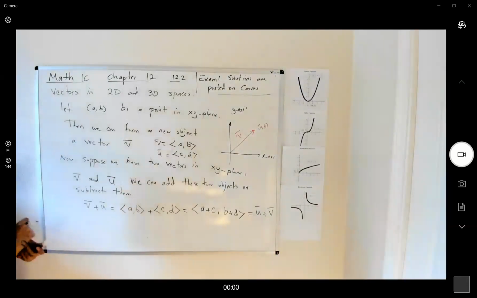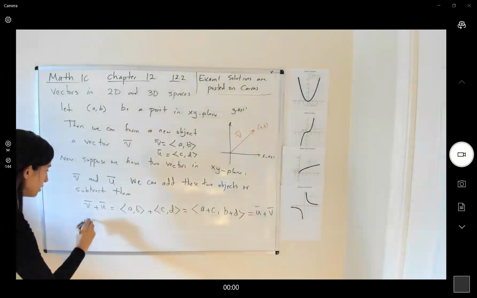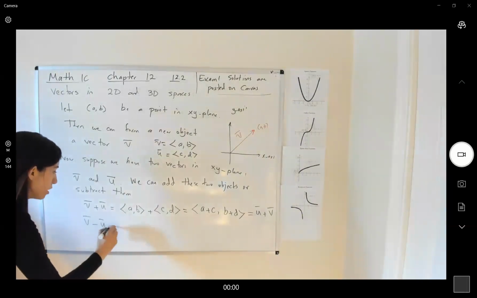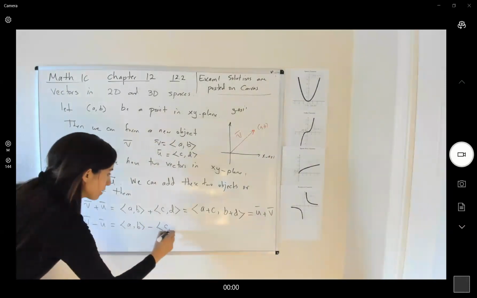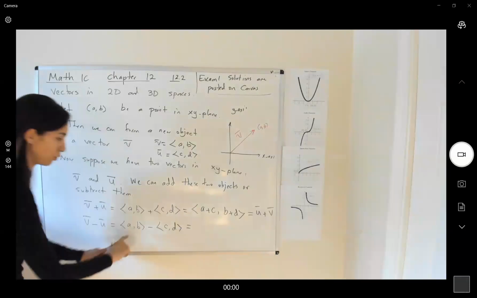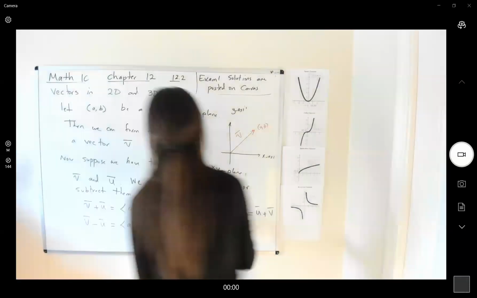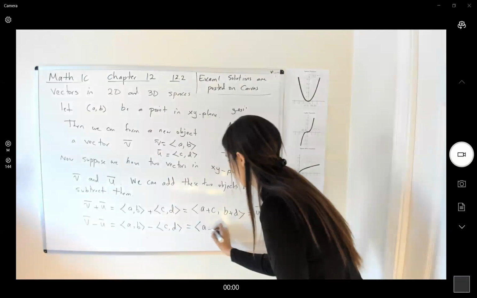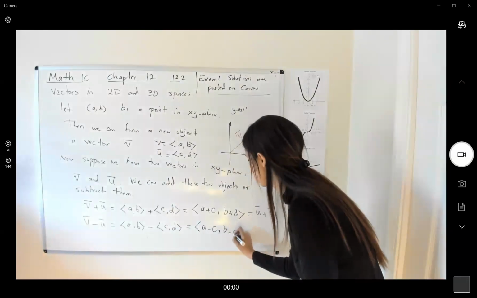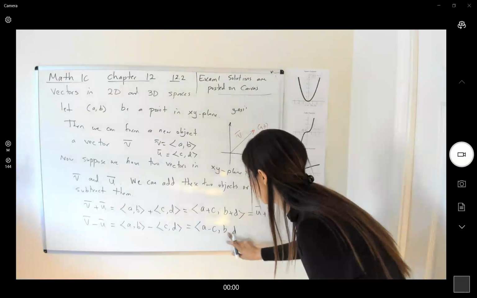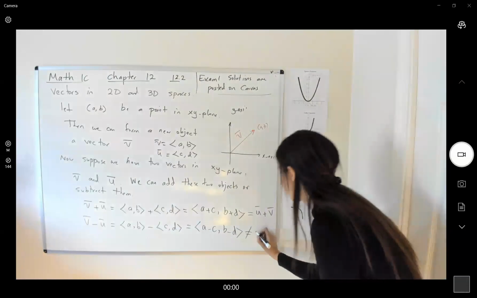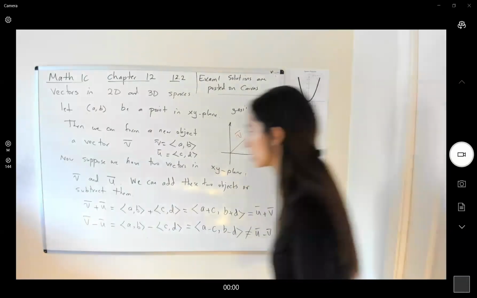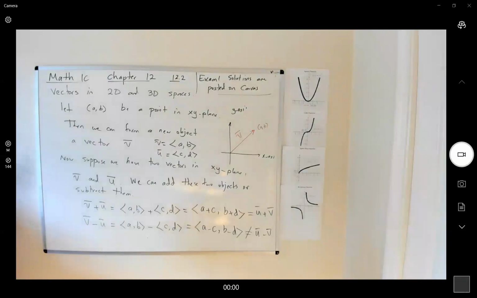We can also subtract. Vector v minus vector u is equal to (a, b) minus (c, d), which is the difference between x values, the difference between y values: a minus c, comma, b minus d. Note that it's not the same as u minus v. In general, they are not equal to each other.